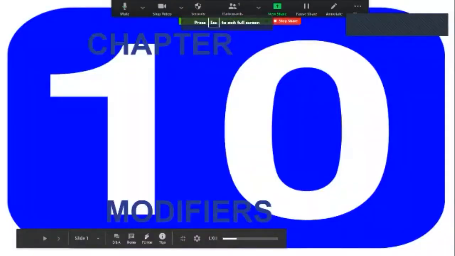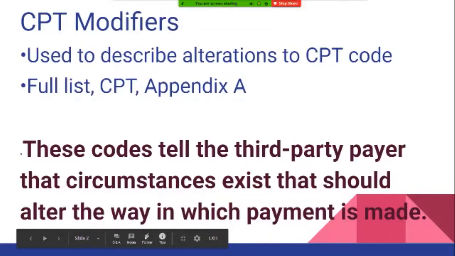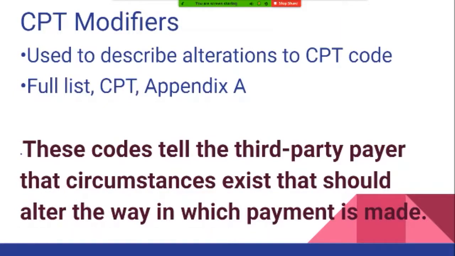Chapter 10, Modifiers. CPT modifiers are used to describe alterations to the CPT code. You have a full list on the front cover of your CPT, or the back of your front cover, and then also in Appendix A, you can find more detailed descriptions of these modifiers. These codes tell the third-party payer that circumstances exist that should alter the way in which the payment is made.